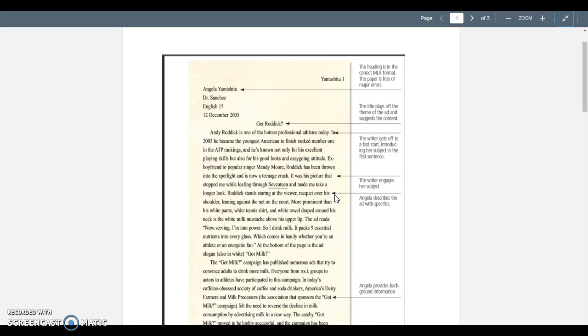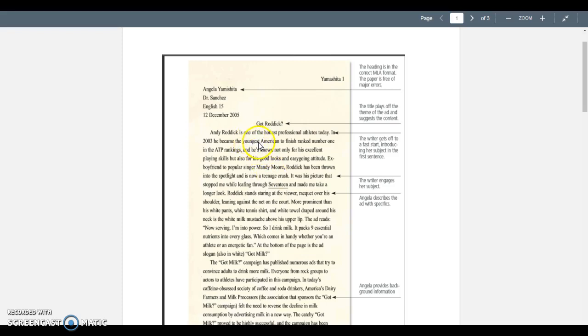Now, this person also mentions that he is dating Mandy Moore. And you might say, well, why is that relevant? Well, the reason for that is because if you look here, she found this ad in 17 magazine. So obviously, the audience for 17 magazine are mostly young girls.